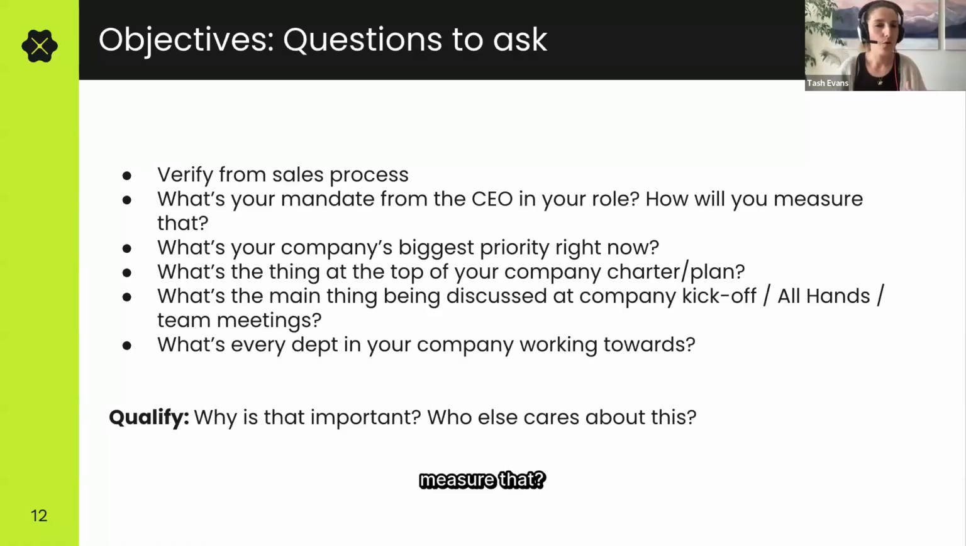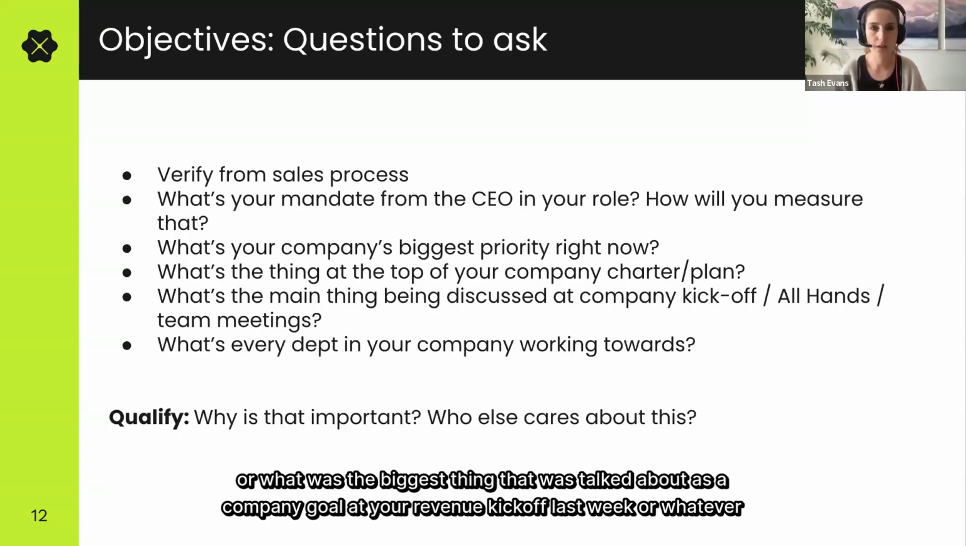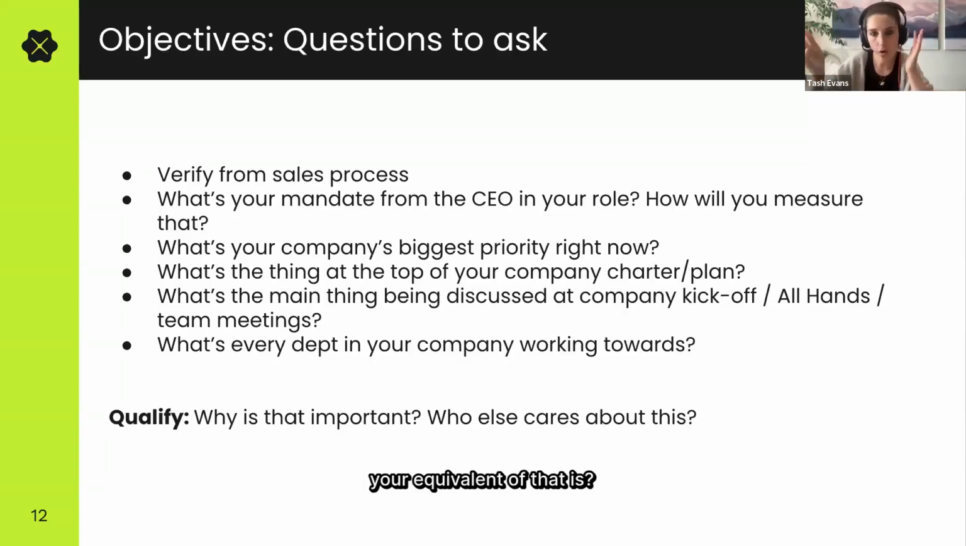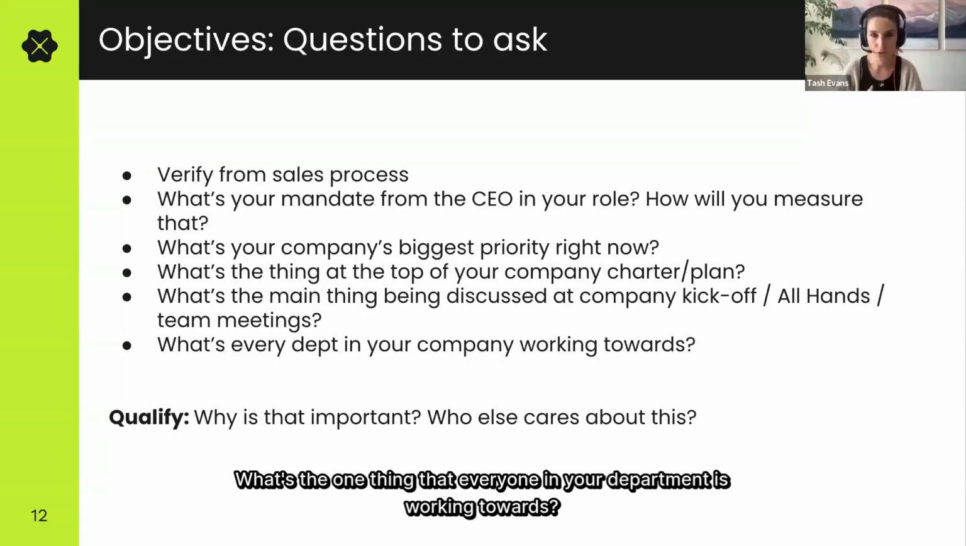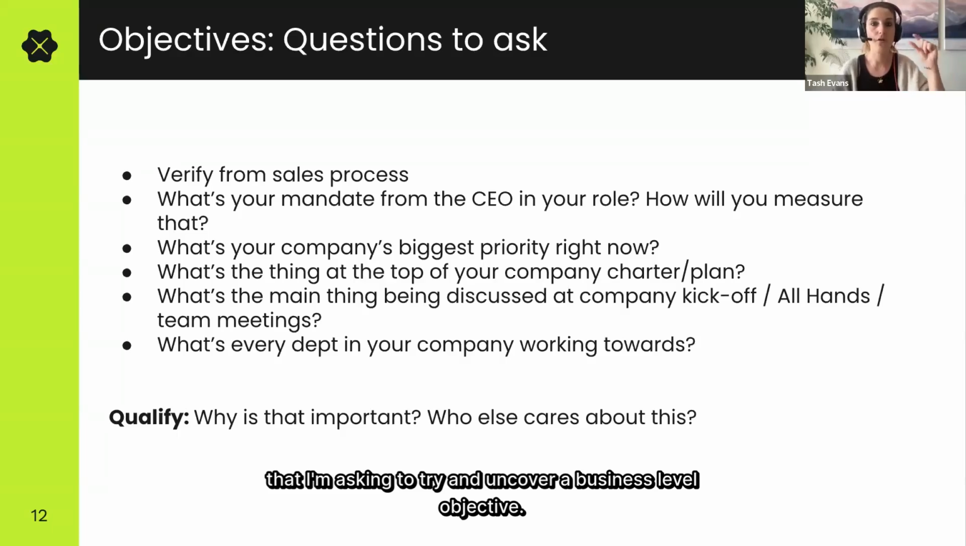But then I like to ask questions like, what's your mandate from the C-level in your role, and how are you going to measure that? What's the company's biggest priority right now? What are the things that are being talked about at the company all hands, or what's sitting on your company charter? Or what was the biggest thing that was talked about as a company goal at your revenue kickoff last week, or whatever your equivalent of that is? What's the one thing that everyone in your department is working towards? These are the kinds of questions that I'm asking to try and uncover a business level objective.